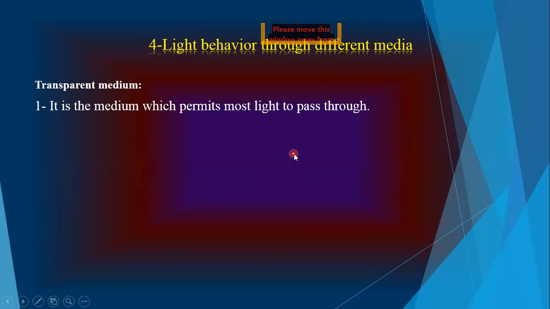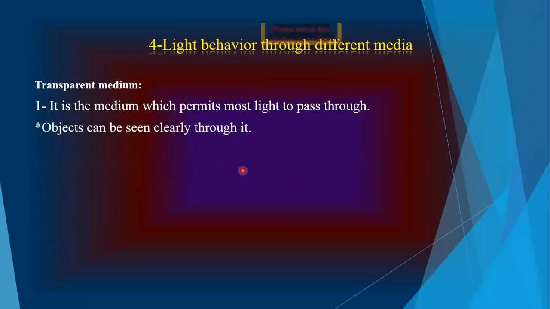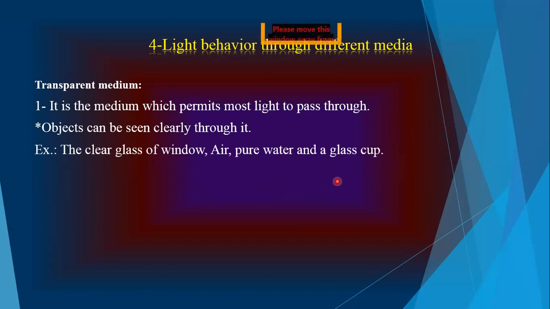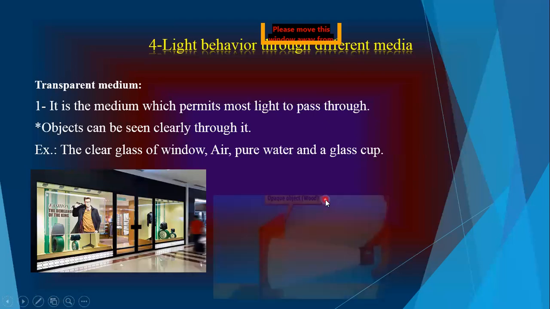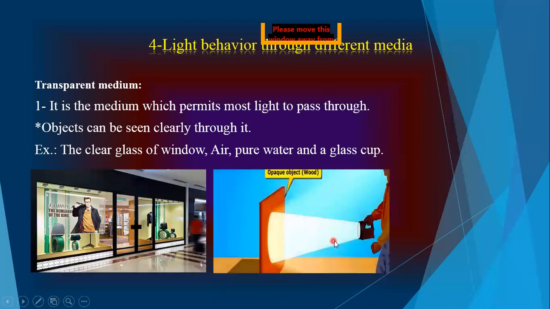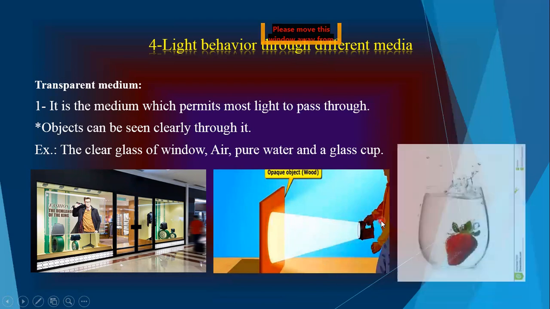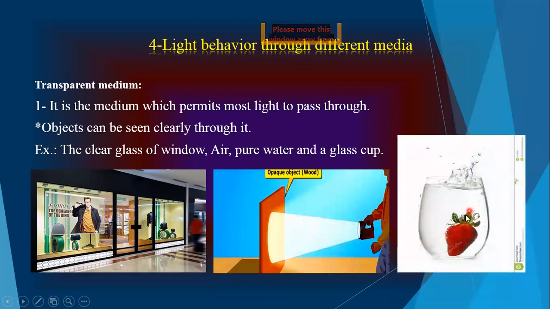يعني like the glass. Any light can travel through the glass. طبعا ما فيش مشاكل خالص. Objects can be seen clearly through it. كمان لو حد واقف ورا الجلاس هتقدر تشوف بسهولة. طيب. The clear glass of window and air, pure water, glass cup دول examples like this. ده clear glass. هنا الاير ما بيمنعش، الاير ما بيعملش حاجة. وهنا pure water تقدر تشوف خلالها أي حاجة. كل الثلاثة دول examples of the transparent medium.